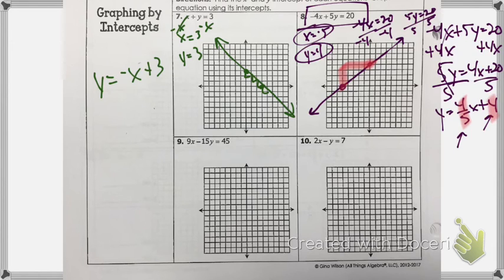All right, so for 9, when y is 0, 9x equals 45, which gives me an x-intercept of 5. That's 1, 2, 3, 4, 5. Okay? When x is 0, negative 15y equals 45.